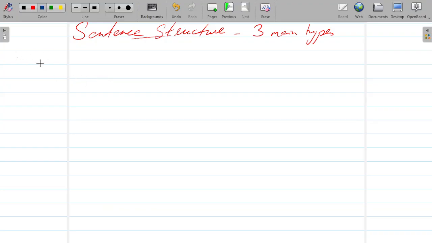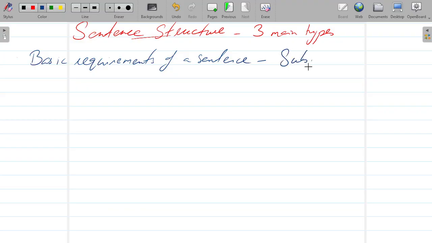Okay. Verb and subject, I guess. Could you repeat that, please? A verb, subject, and an object. Okay. So, the basic requirements of a sentence are the subject and the verb, right? Not the object. Objects are not the basic requirement.